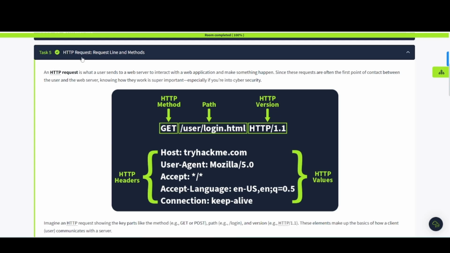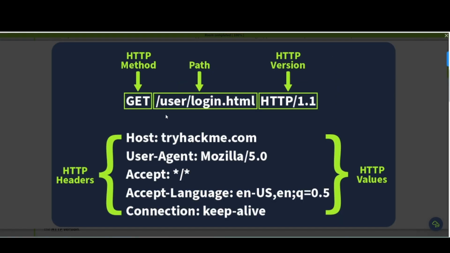Task 5, HTTP request line and methods. An HTTP request is what a user sends to a web server to interact with a web application and make something happen. Since these requests are often the first point of contact between the user and the web server, knowing how they work is super important, especially if you're into cybersecurity. And they have an image here you can take a look at: HTTP method, path, HTTP version, you've got the header information here, HTTP values, okay?